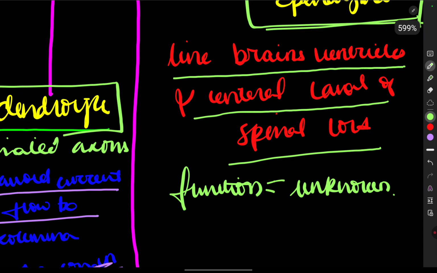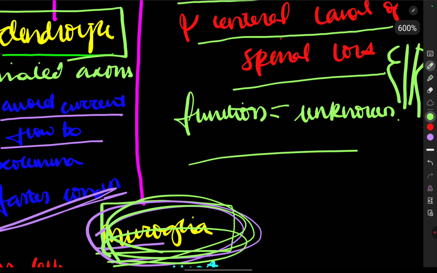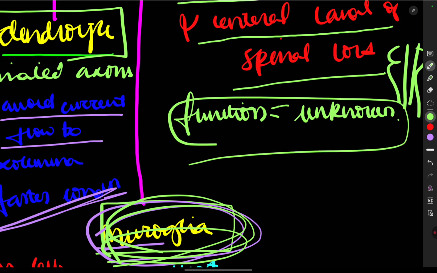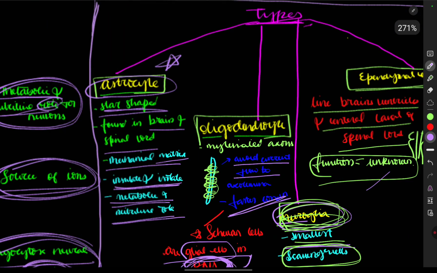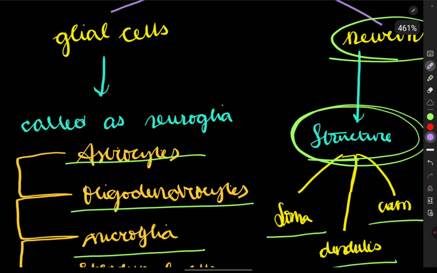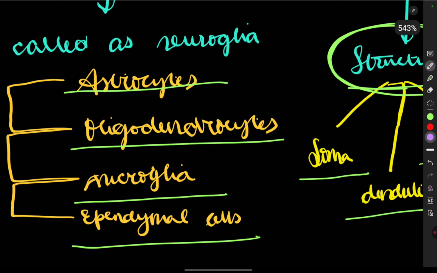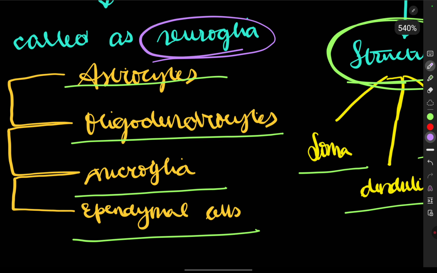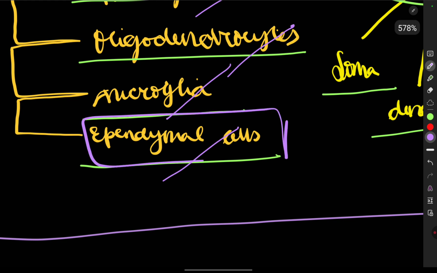The brain ventricles and the central canal of the spinal cord: their function is unknown. We don't know the function of this yet. So we are done with the CNS. We saw what these cells are and what the functions of these cells are. They are also called neuroglia. We saw the astrocytes, oligodendrocytes, microglia, and the ependymal cells. The function of these cells is unknown.